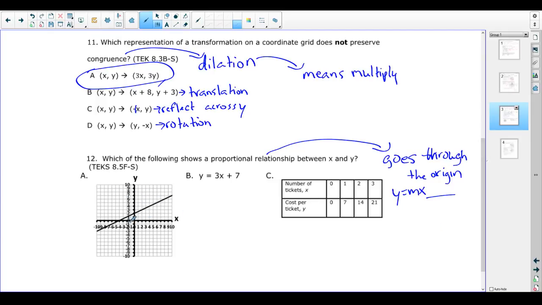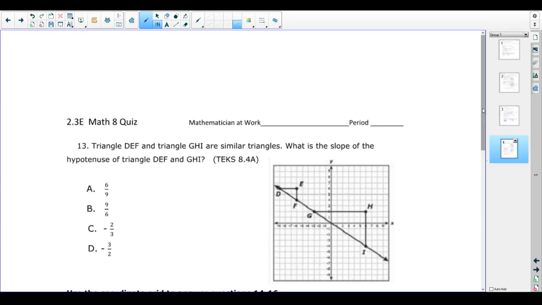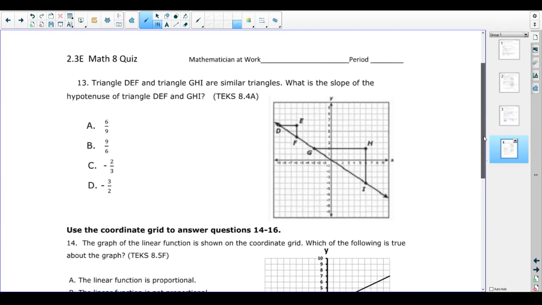So which of these are proportional? Does this line go through the origin? No, it does not, because this goes through at 0, 2. So it's not proportional. 3x plus 7. See how we said it has to be y equals mx? Since it has plus 7, that means our y-intercept is at 0, 7. Also not proportional. This one here is 0, 0. Yes, it is. Okay. This is the origin, which makes this proportional. Easy. Alright, couple more. What is the slope of the hypotenuse of DEF and GHI?